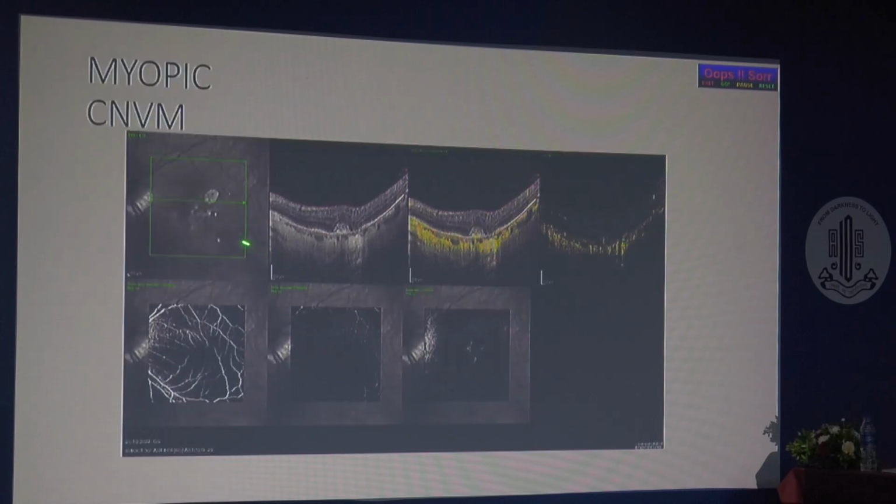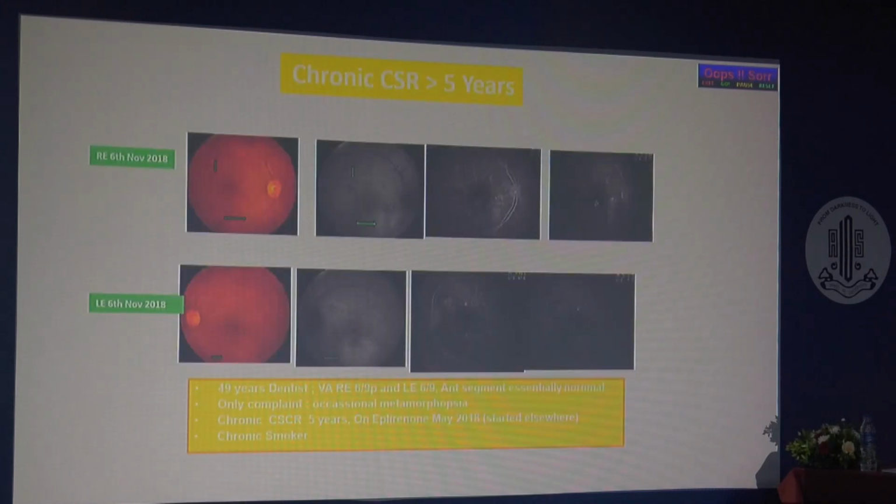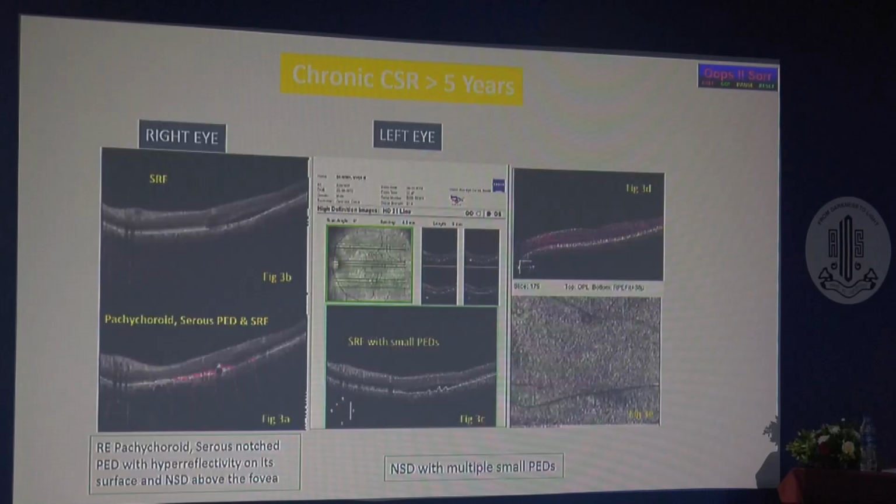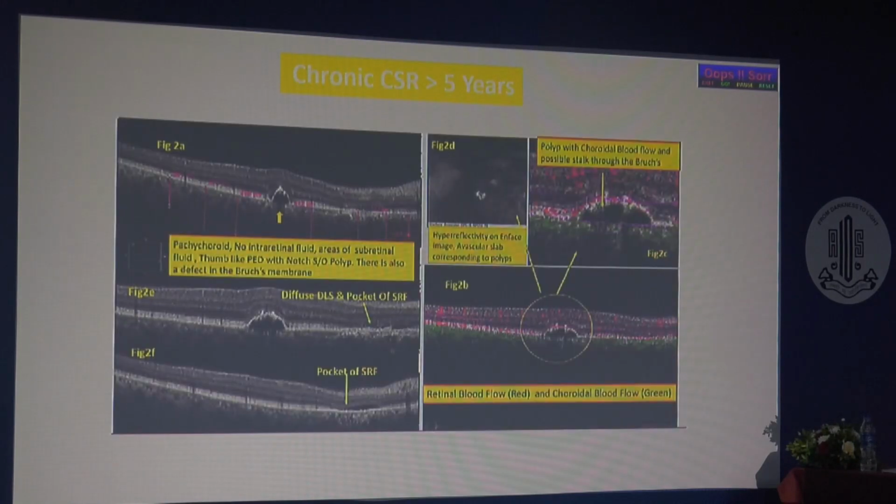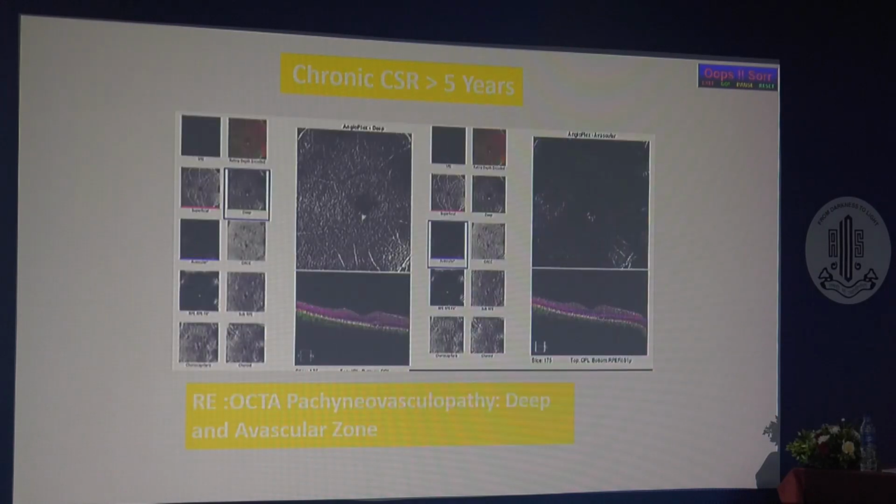So myopic, as I mentioned, you may have metamorphopsia, you may not have fluid. So normally a normal OCT will not help you monitor a myopic CNVM. Either you have to do a fluorescein angiography to see where it is, or an OCTA. A simple OCT sometimes does not help you pick up a CNVM in myopic. So as we mentioned, sometimes you have chronic CSRs where you have PEDs and then you cannot pick up. So the OCT angio will help you pick up the neovascularization.